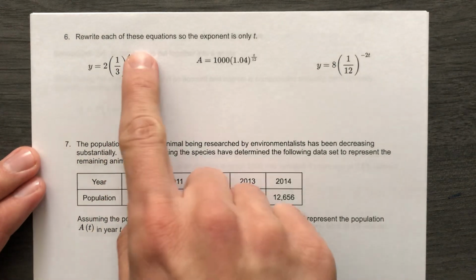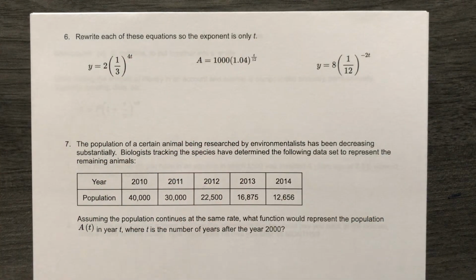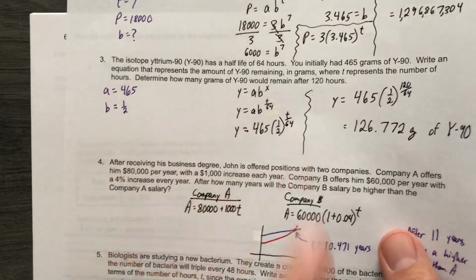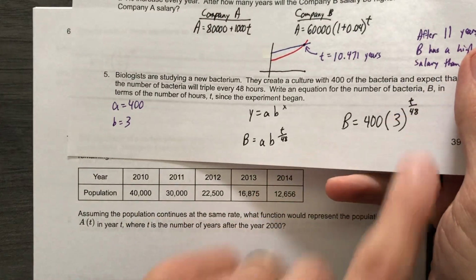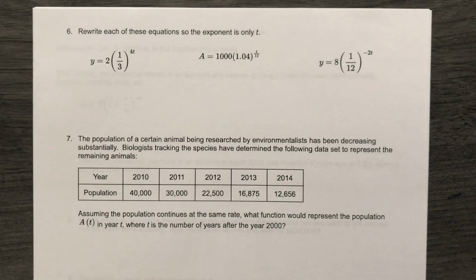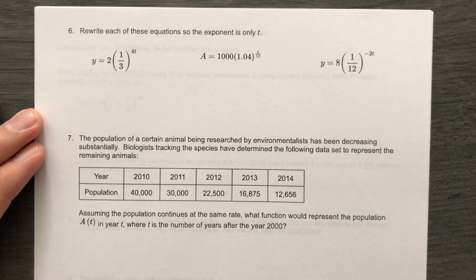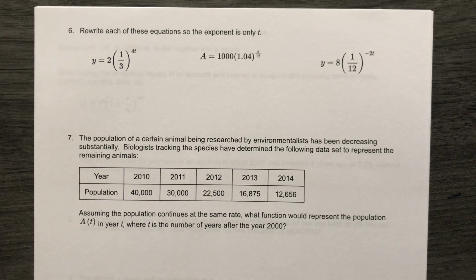Okay, we're going to rewrite each of these equations so the exponent is only t. This really goes back into the context of the previous problems we've done, the one with isotope, like t over 64, and then the one that was t over 48. What we're really going to do is get this to where it's not so weird, because I don't like it, and we're going to fix it. So let's review some old stuff, and the old stuff is right here.